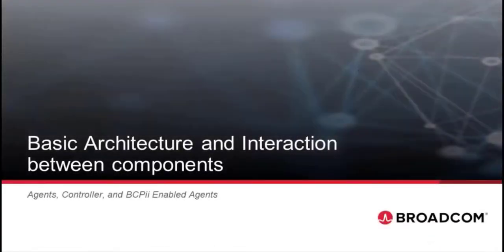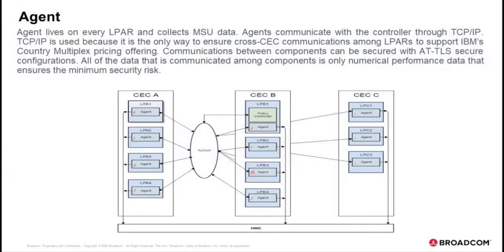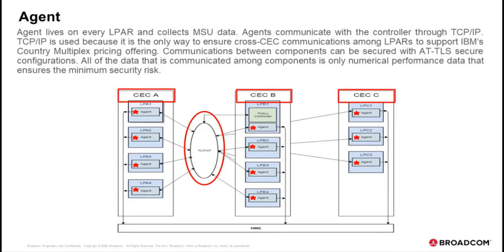Basic architecture and interaction between components of CA DCI. An agent lives on every LPAR and collects MSU data. Agents communicate with the controller through TCP/IP. TCP/IP enables cross-CEC communications among LPARs to support IBM's country multiplex pricing offering. Communications between components can be secured with AT-TLS secure configurations. All of the data that is communicated among components is only numerical performance data, which ensures minimum security risk.